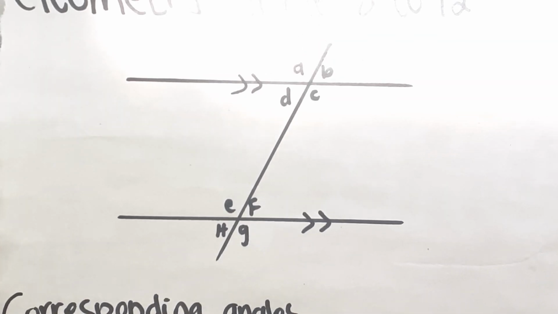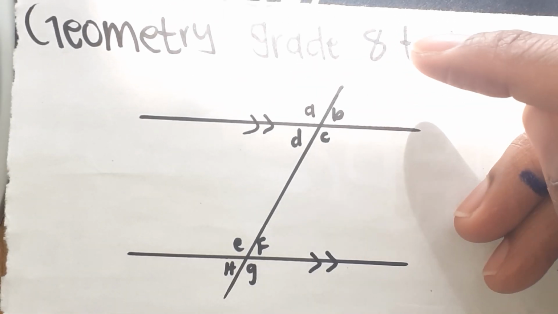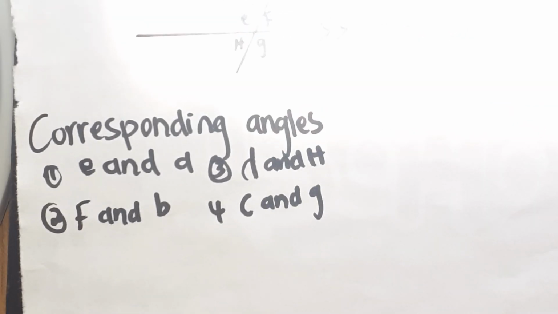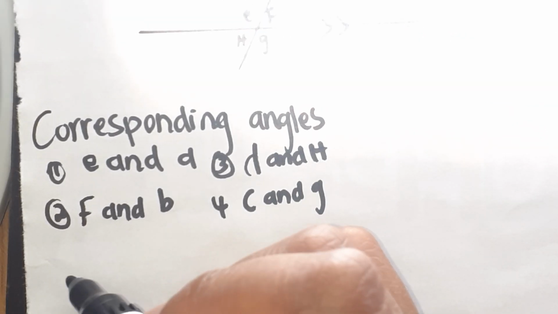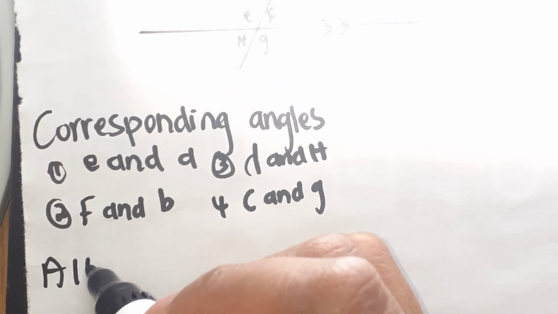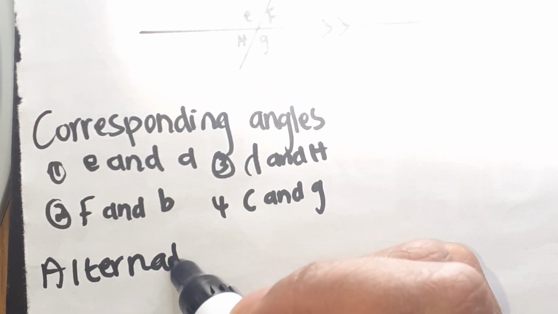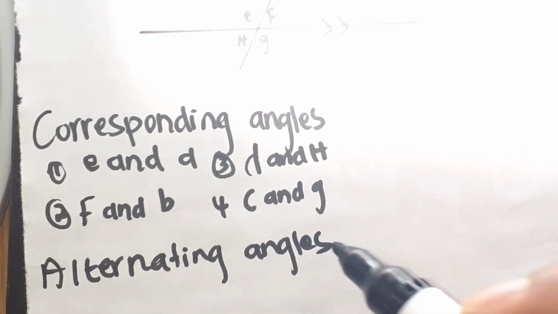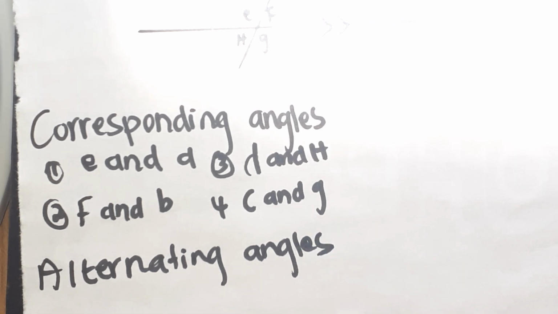Yes, corresponding angles make an F. So let's go again to do alternating angles, which will make a Z.